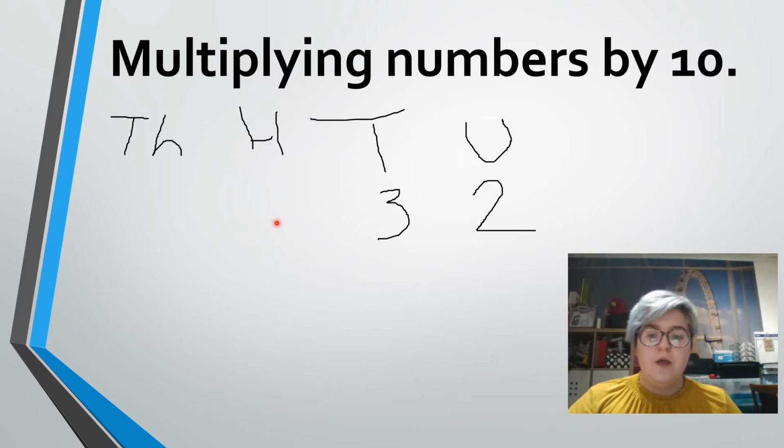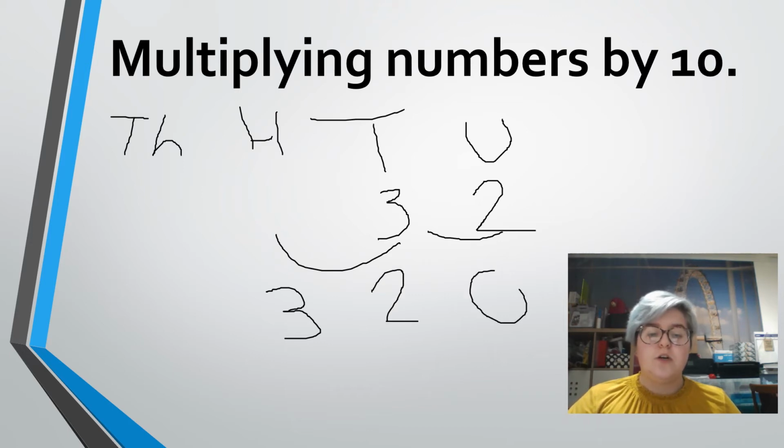Now each column is 10 times more than the other, so the thousands are 10 times more than the hundreds. The hundreds are 10 times more than the tens, and the tens are 10 times more than the units. Okay, so when we're multiplying by 10, everything moves up 1 place. Okay, so the 3 goes up to the hundreds, the 2 goes up to the tens, and we must put a 0 in the units because there are no units.